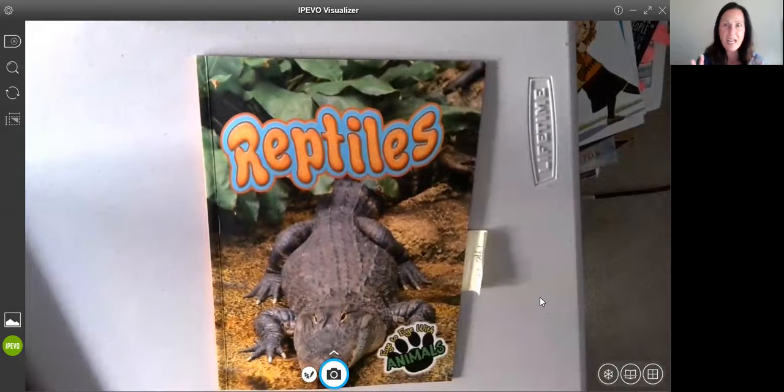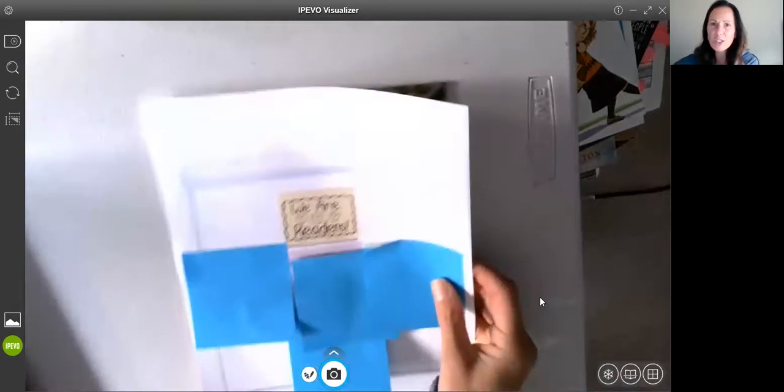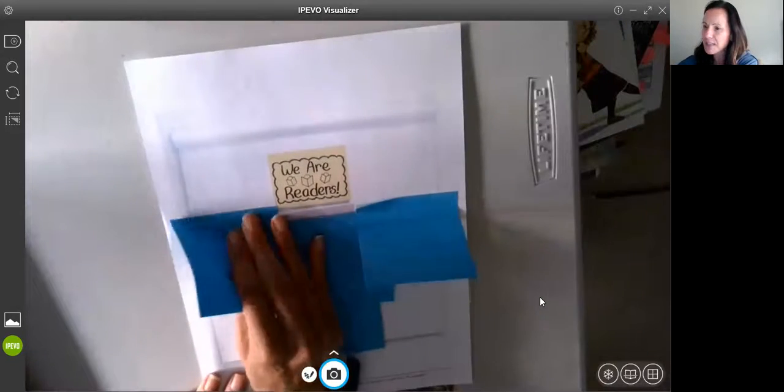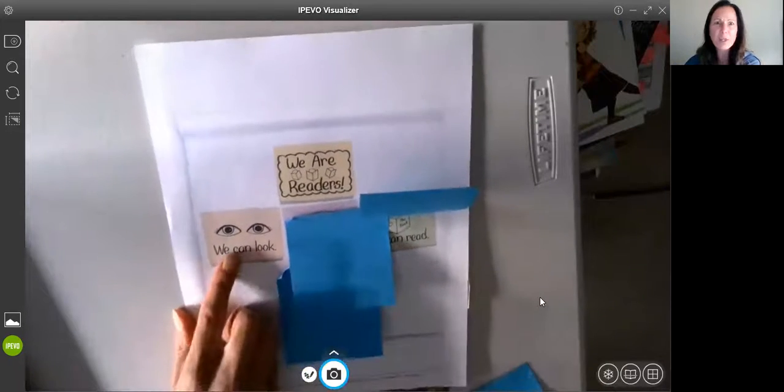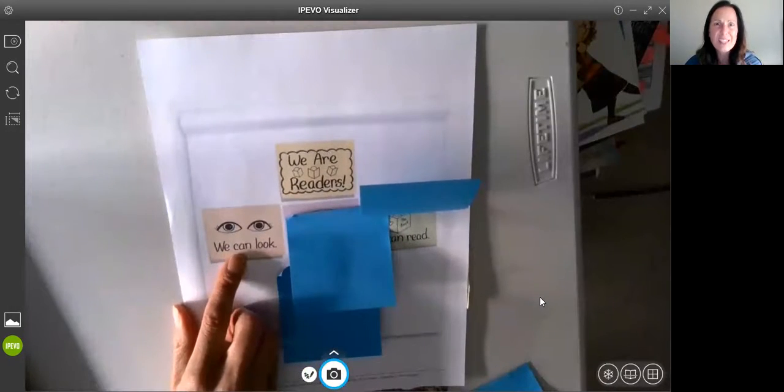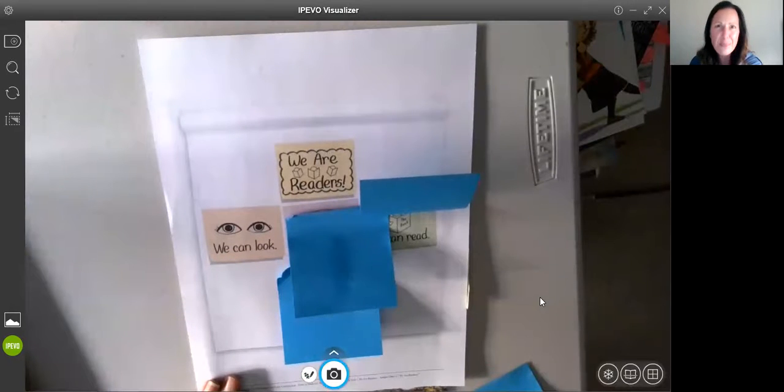So readers, today, when you go off to your reading spot, either at home or in the classroom, you're going to learn about the world, right? And you're going to do what we just did and start learning from these books. So let's just remind ourselves of some of the things that we're going to do when we get to our books. So the very first thing that we can do is we can look.